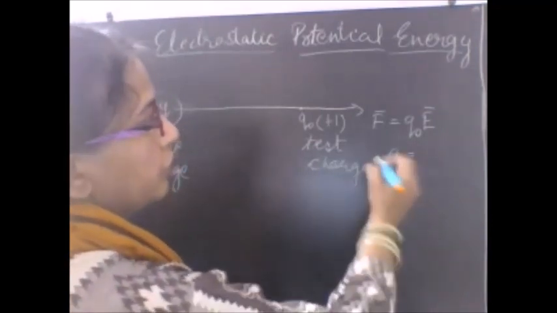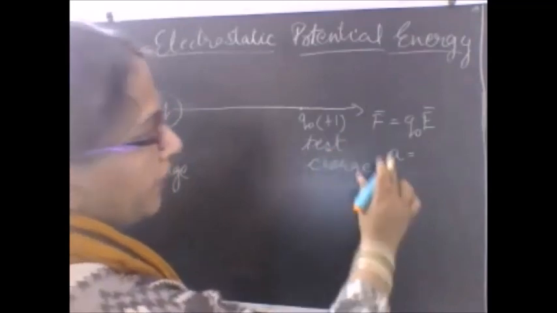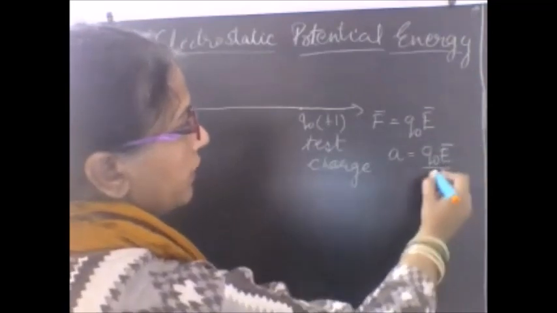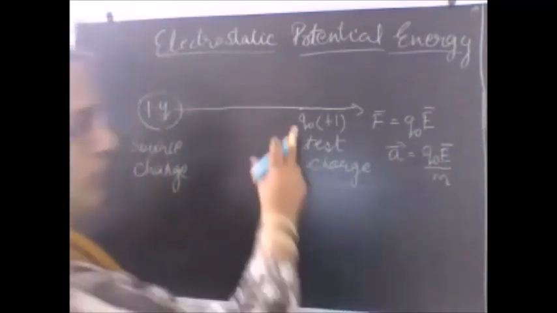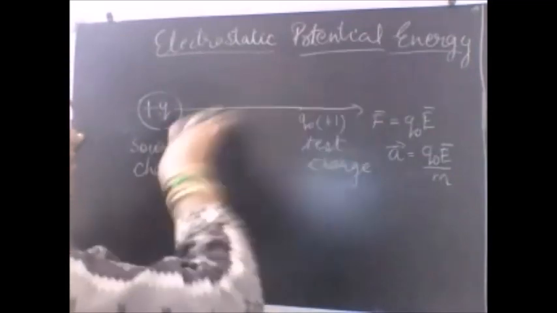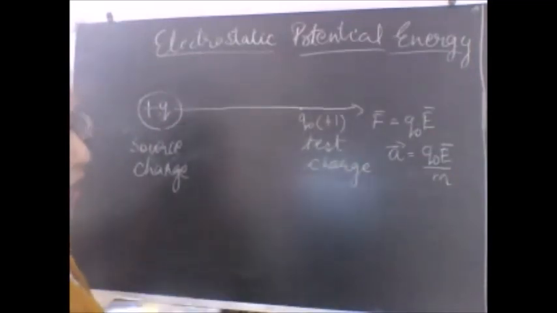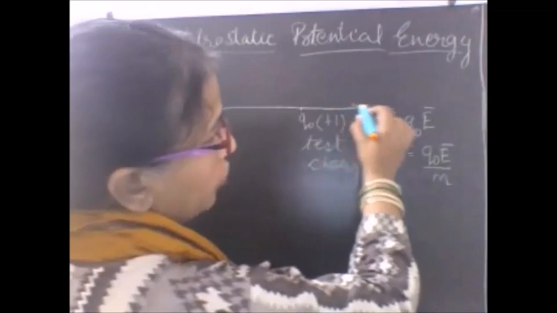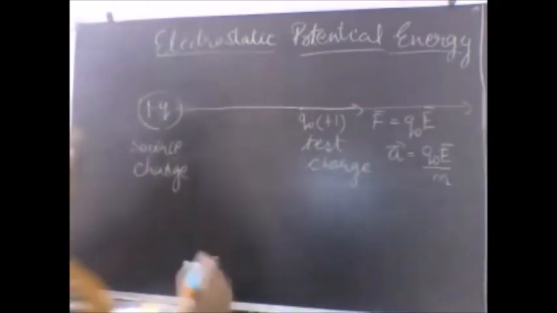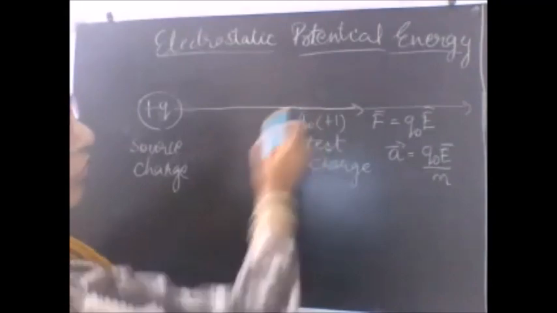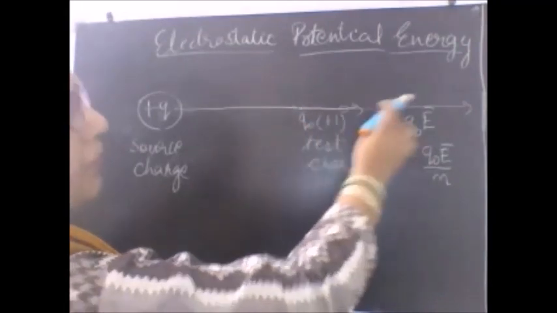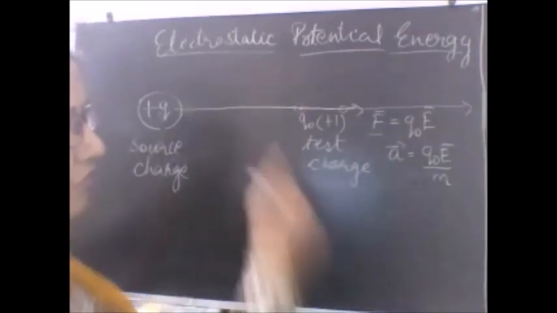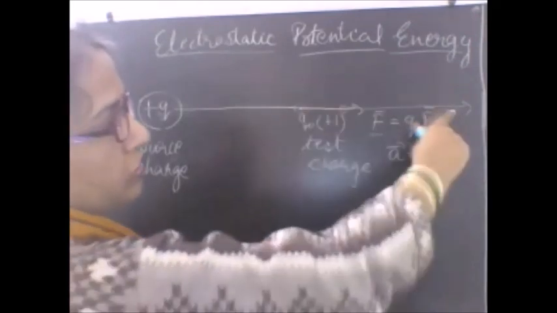I can use Newton's second law of motion by putting F equal to ma and just rearranging the terms. So I'll get here Q naught E by m. This is the acceleration with which this test charge will move along the direction of the electric field line. Up to which point will the charge move? Of course the charge will keep moving up to infinity. The amount of force will be more here at point 1 and will keep on decreasing, but it will experience some force. This electrostatic force will keep on decreasing as we move away from the source charge.